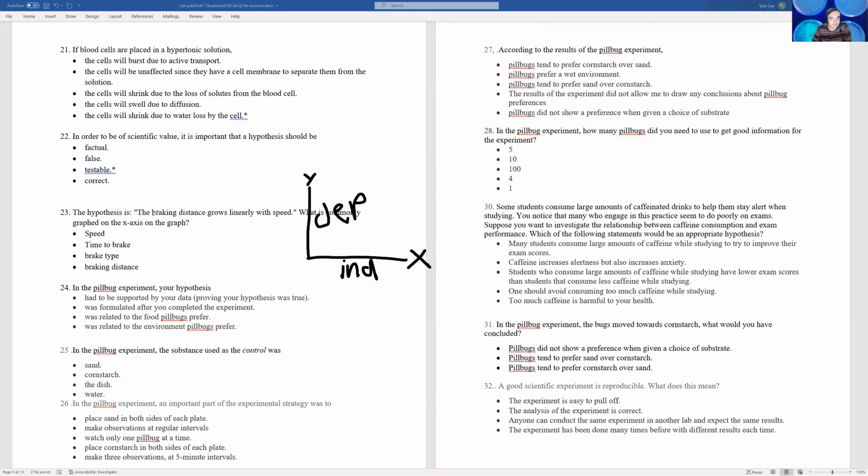So in this case, let's look. We're trying to see if the braking distance is affected by speed. So we're modifying speed to see how it affects braking distance. Here, speed would be our independent variable because that's what we're changing. And braking distance is what we're studying, so that would be our dependent variable. So in this case, speed would go on the x-axis, because speed is what we are modifying, and we're studying to see how braking distance is affected by it. Speed, independent variable, goes on the x-axis.